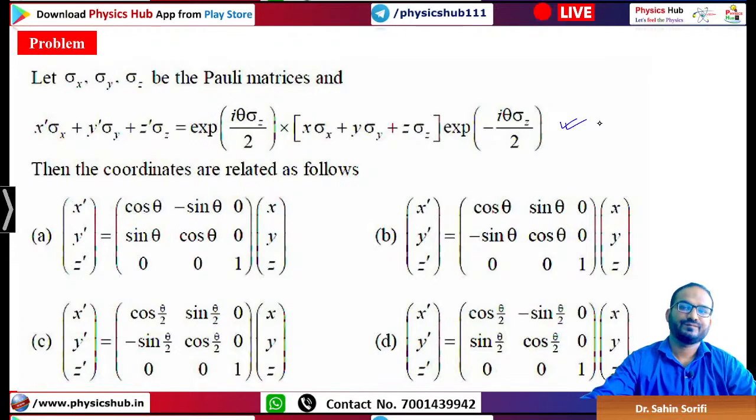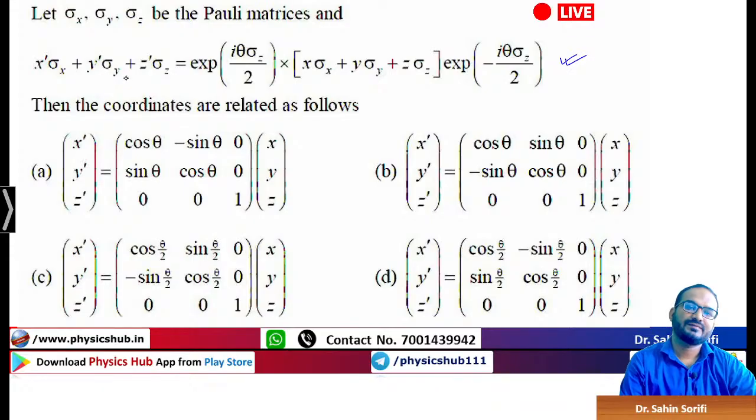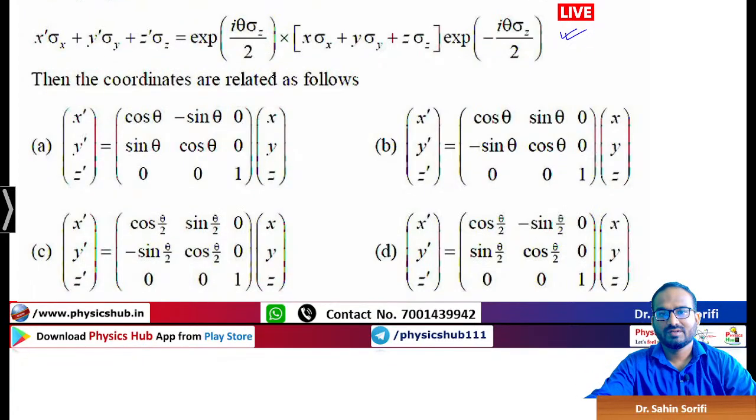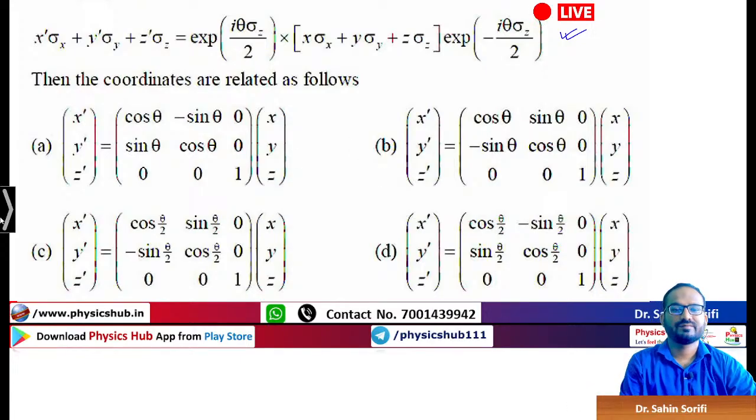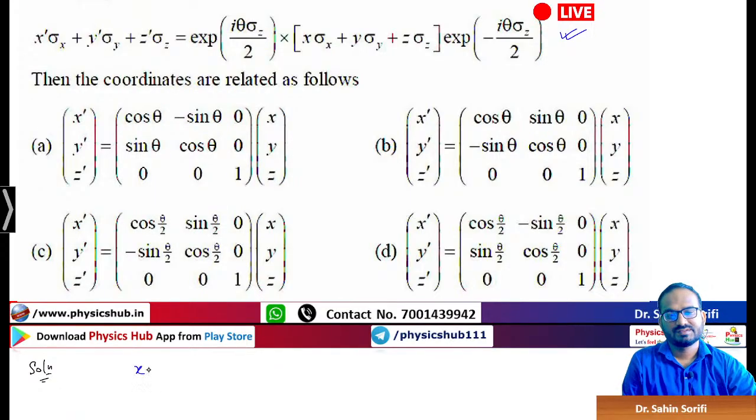What I mean is, look at these options. x prime sigma x plus y prime sigma y plus z prime sigma z, and on the other hand side, x sigma x plus y sigma y plus z sigma z. So let us calculate x sigma x plus y sigma y plus z sigma z. Then we will get a pretty good idea about many things. What is the value of this thing?